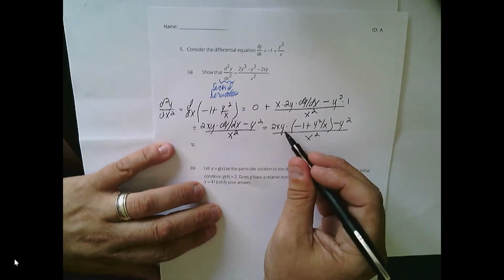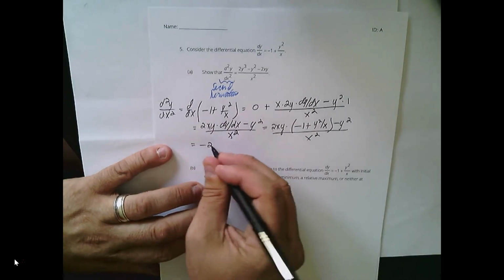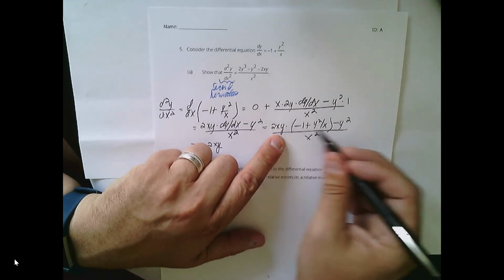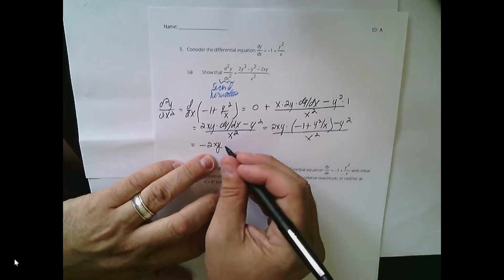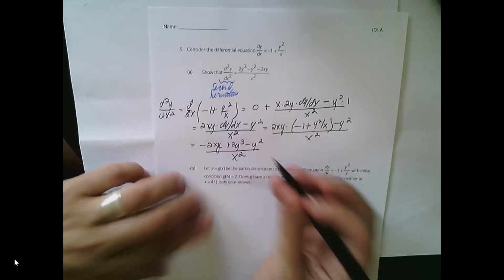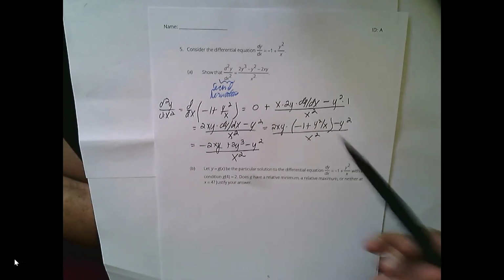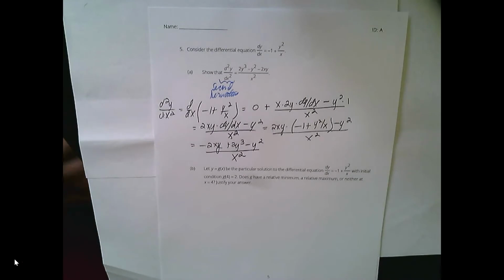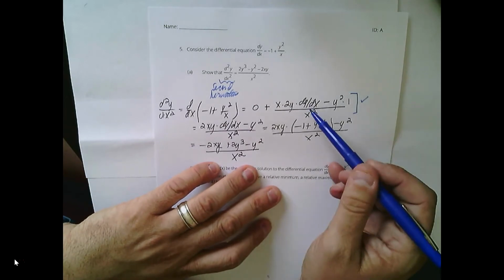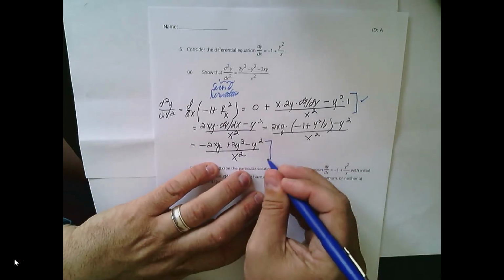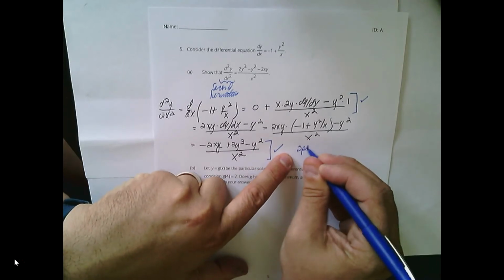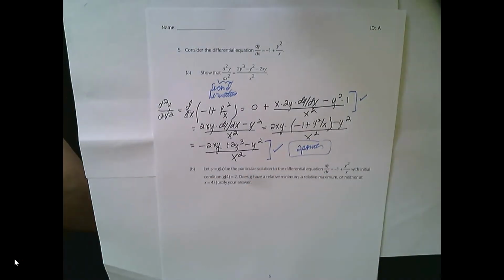2xy times (-1 + y²)/x minus y², all over x². If you distribute the 2xy through, 2xy times -1 is -2xy. 2xy times y²/x, the x's will cancel. You'll have 2y times y², which is 2y³, and then minus y², all over x². And that is exactly what we were supposed to show. The College Board awarded 1 point for the quotient rule, and I'm assuming that's the quotient rule with the dy/dx left in there, and then 1 point for being able to simplify and show that your second derivative has that exact form. So that is a total of 2 points there.